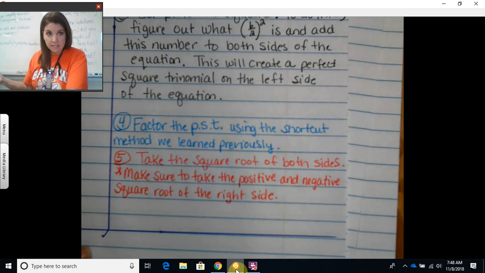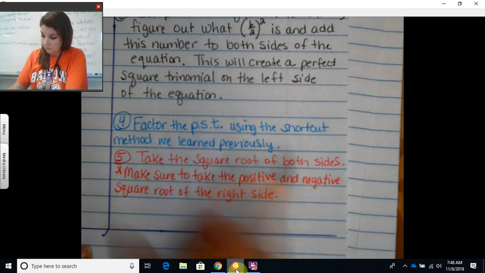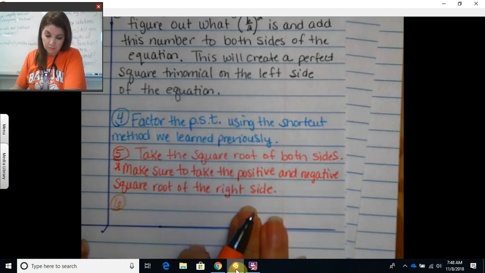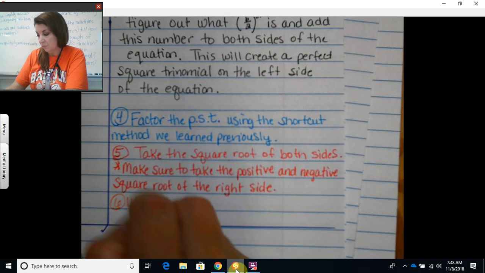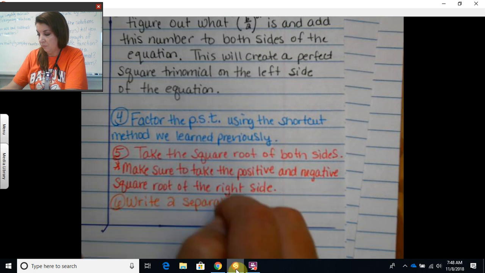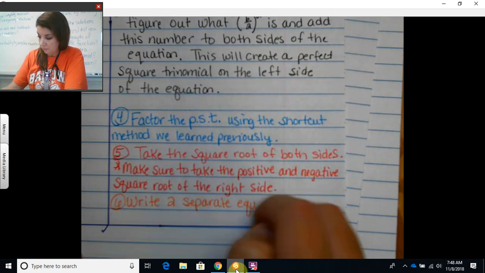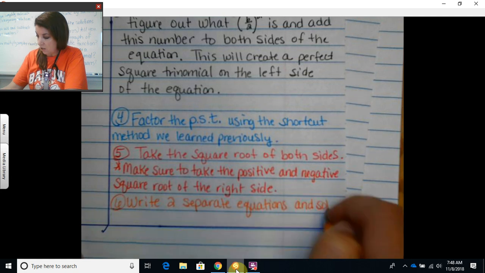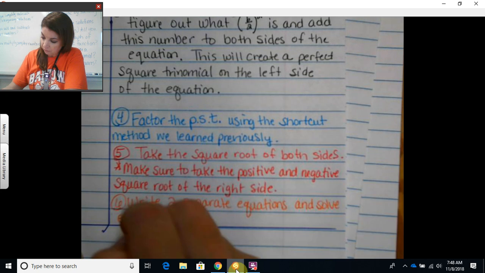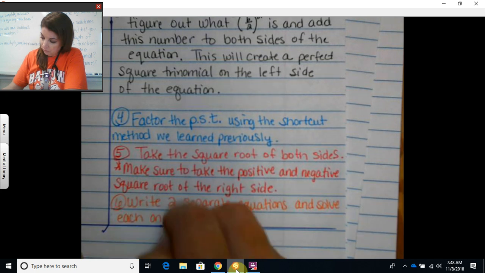Step 6. Write 2 separate equations and solve each one for the variable.